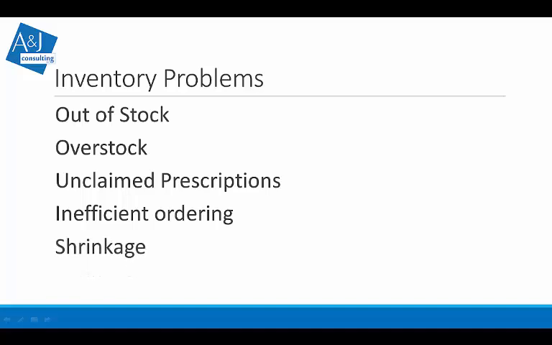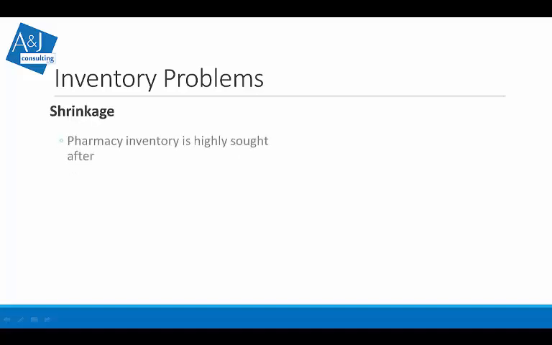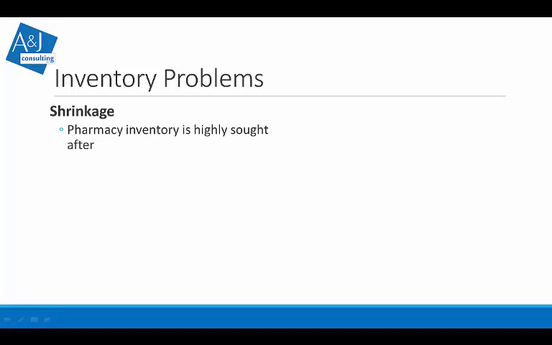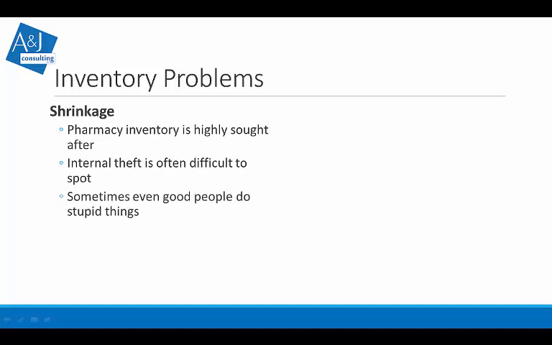And then we have shrinkage. Shrinkage can be anything from dropping a pill on the floor to somebody stealing a 100-count bottle out of your pharmacy. I have experienced this, and this is not fun when you find out a member of your staff has walked out with a bunch of controlled substances. Pharmacy inventory is highly sought after. Sometimes the internal theft is difficult to spot, and sometimes even good people do stupid things.